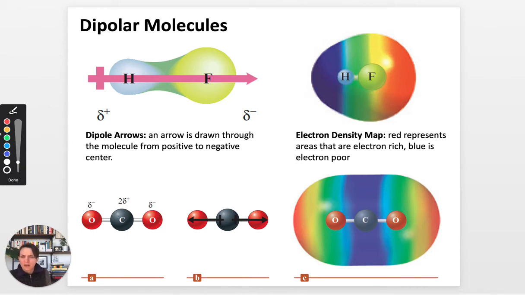If we were to draw our dipole arrows, we start with that positive. Carbon is less electronegative than oxygen. That dipole arrow goes through the nuclei, showing the pull of our electrons. Notice that they are equal and opposite, which means that they effectively cancel each other.